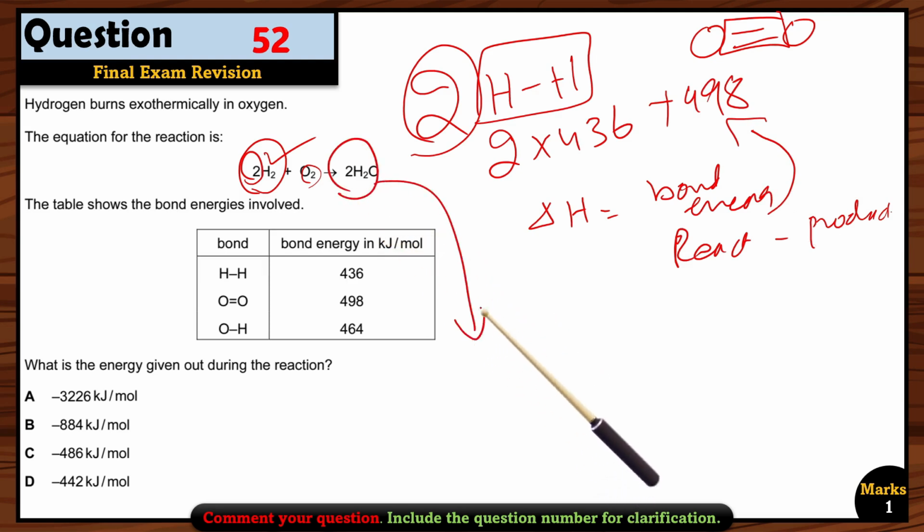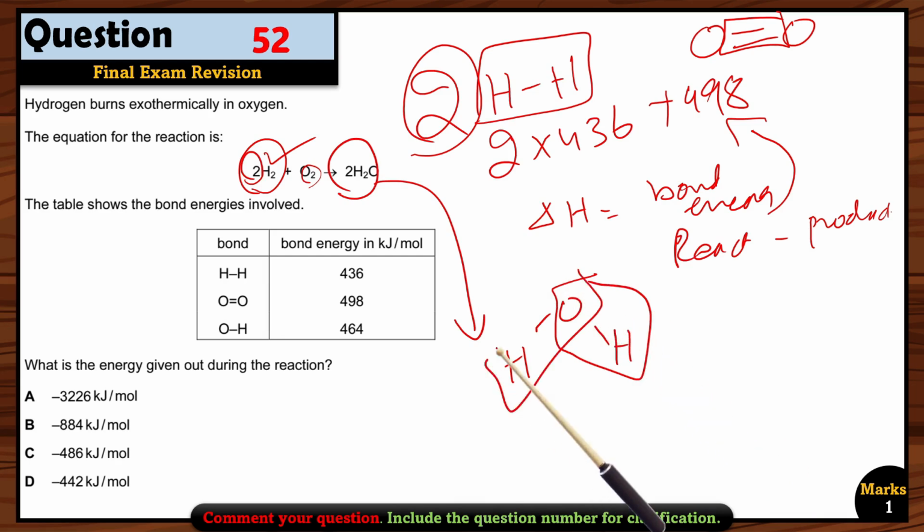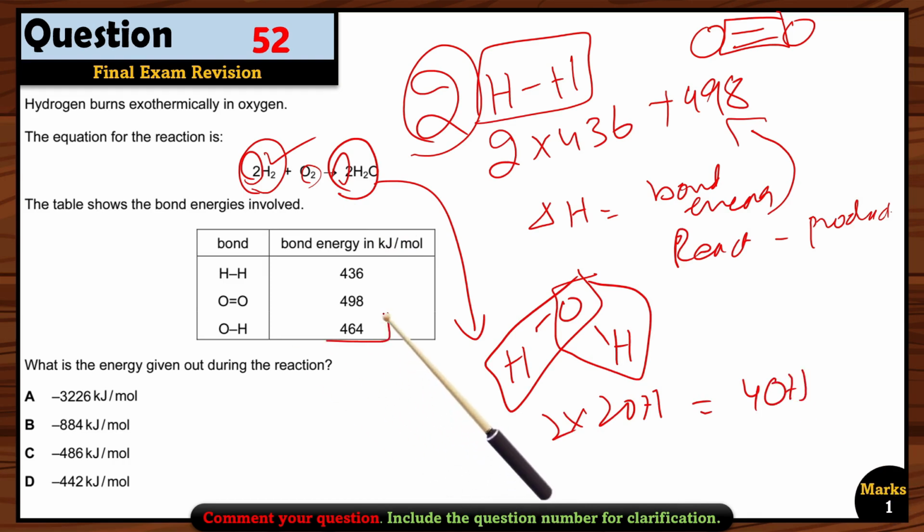You have to look for the structure formula of the water, that is HOH. So it means how many bonds you have? 1, 2. 2 OH bonds you have in one molecule. But what is here? It is written 2 molecules of water. So 2 into 2 means you have 4 OH bonds. So that's why your product is 464 into 4.